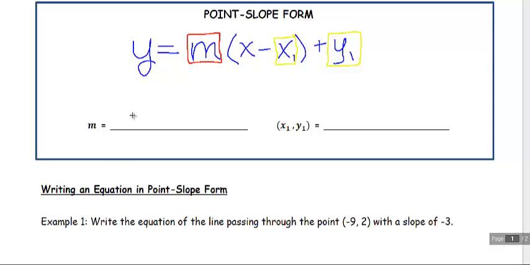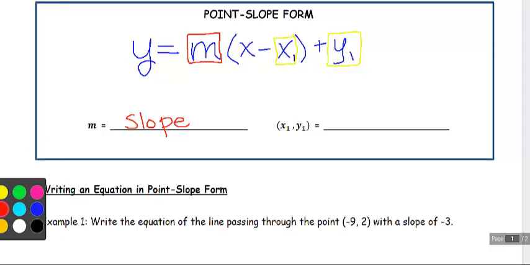M is still our slope. Notice how it's getting multiplied with x, but this time it's the difference of x's. So it's very similar to slope-intercept form, right? It's still the coefficient of this, except now we have two numbers here instead of a single number. This is a point on the line.